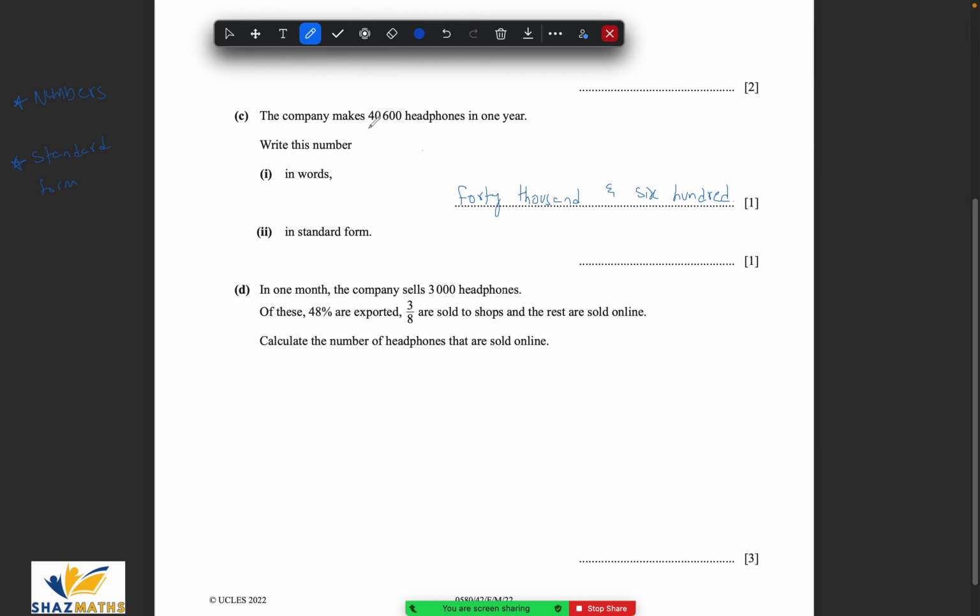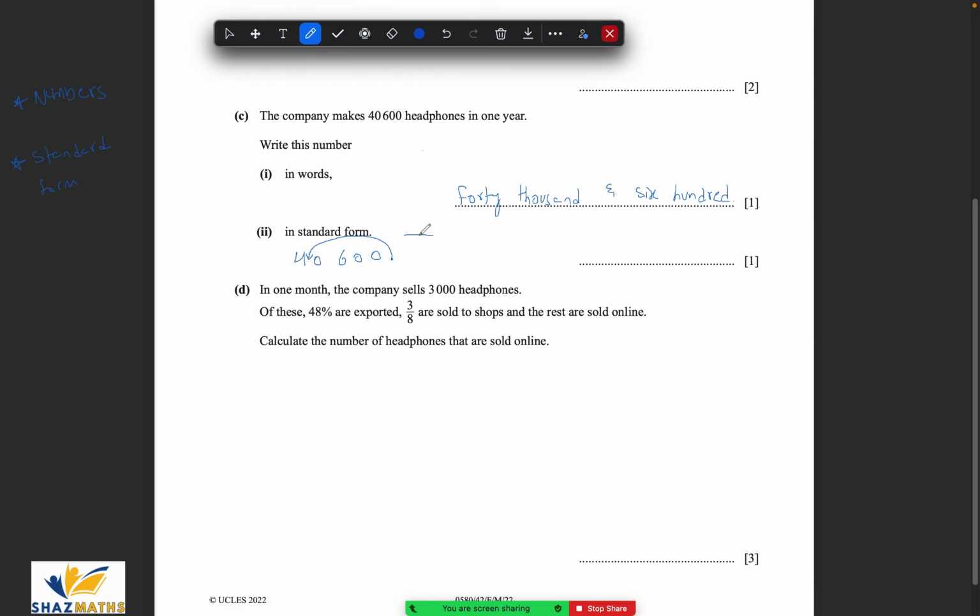Just a quick hint as well. What was standard form? The decimal should be placed after the first non-zero digit. So right now it's 40600 and then the decimal is here. So I have to move the decimal after 4. Okay, that means I have to move 1, 2, 3, 4 places on the left side.